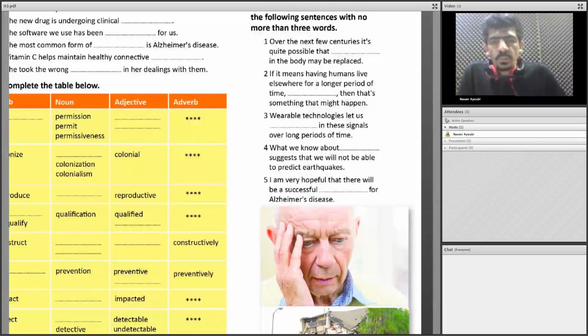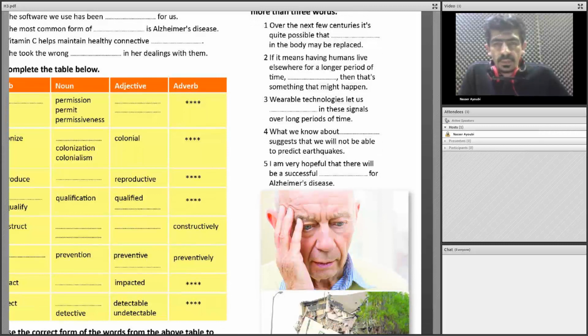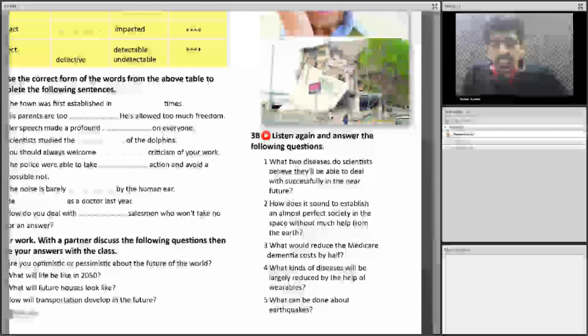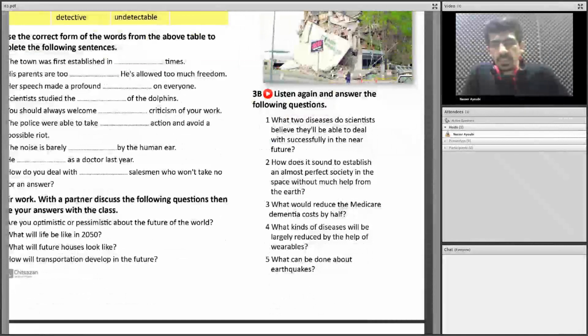Number 4, what we know about the physics of earthquakes suggests that we will not be able to predict earthquakes. Number 5, I'm very hopeful that there will be a successful disease-modifying therapy for Alzheimer's disease.